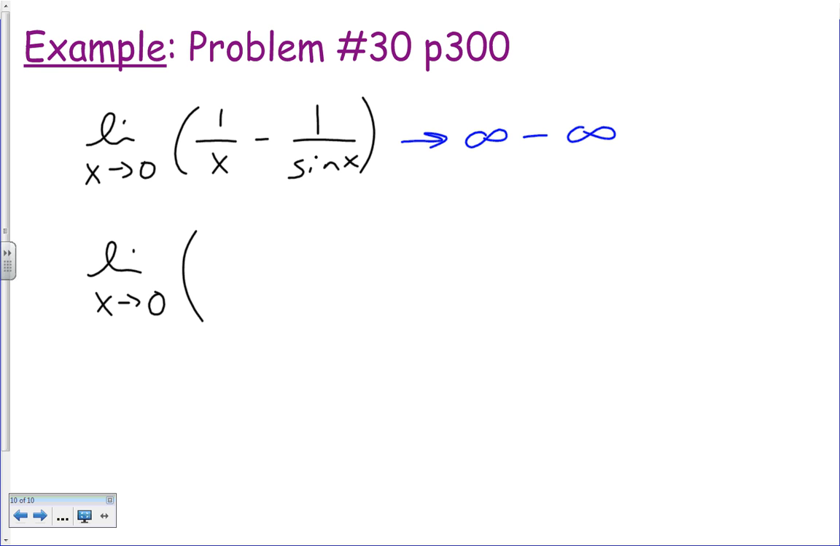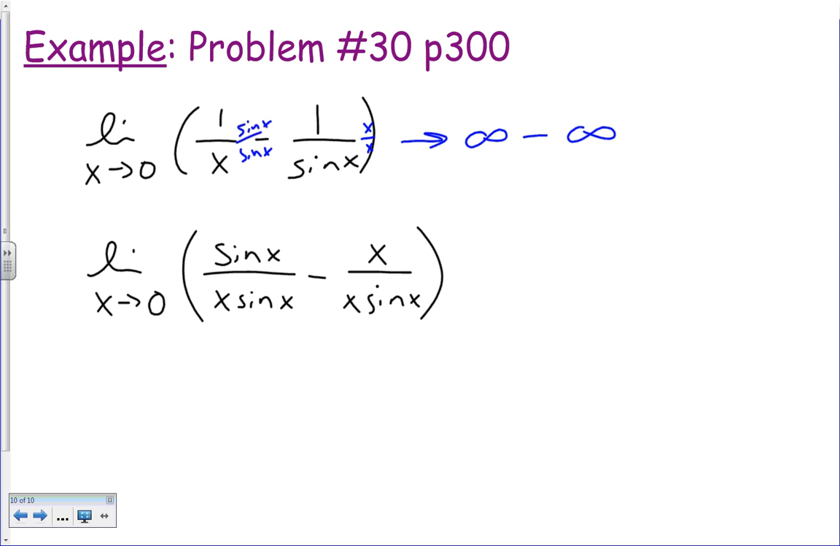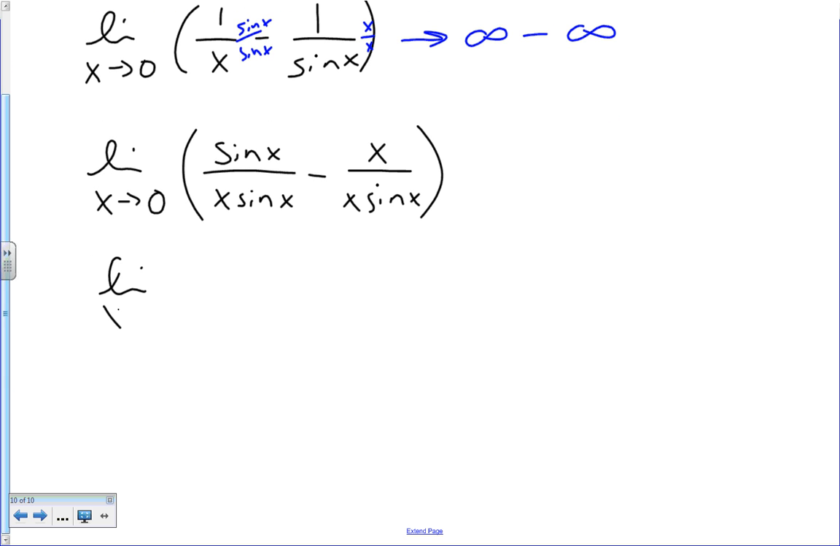I'm going to multiply this first fraction here by the sine of x over the sine of x. I'll multiply the second fraction there by x over x to get a common denominator. So I'll have the sine of x over x sine of x minus x over x sine of x. Okay. And now that I've got a common denominator, just add those two together. You could have done this all in one step, of course, but we've got the sine of x minus x in the numerator over x sine of x in the denominator.